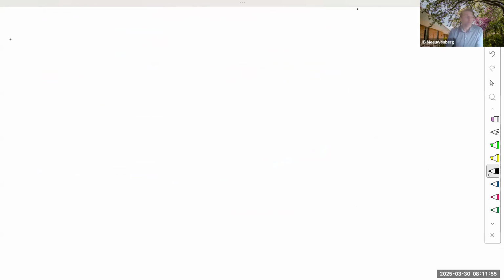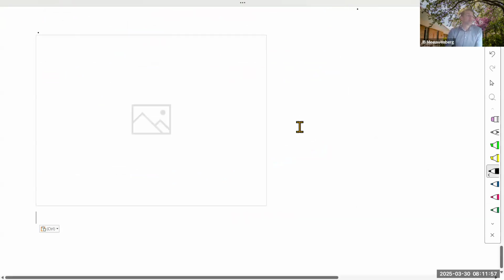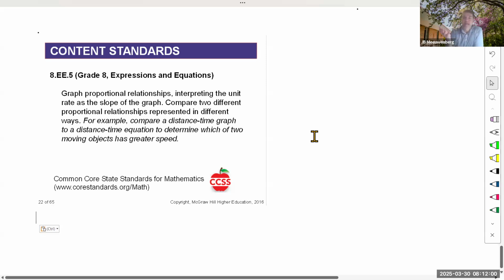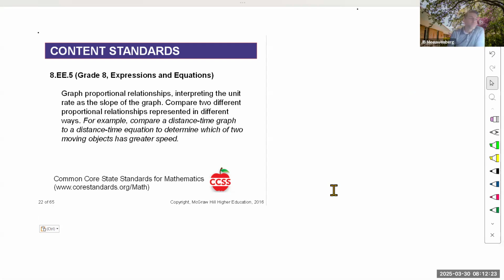Now, we've started this conversation maybe in a little different spot than you expected, because in math, slope is really all about proportional relationships, a constant rate of change. And so again, this is an 8th grade standard: graph proportional relationships, interpreting the unit rate as the slope of the graph, comparing two different proportional relationships represented in different ways. This is where your students will be going, needing to understand those relationships.